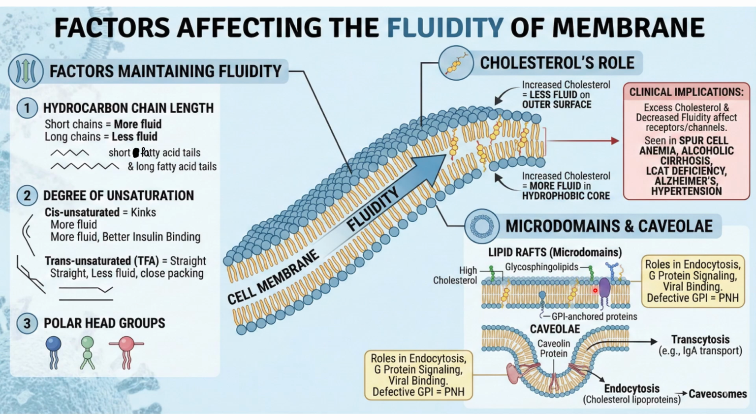Then microdomains help in G protein signaling and particle binding in endocytosis, whereas caveolae help in endocytosis and also transcytosis. So if these are defective, the fluidity will be affected. So these are the factors affecting the fluidity of the membrane.